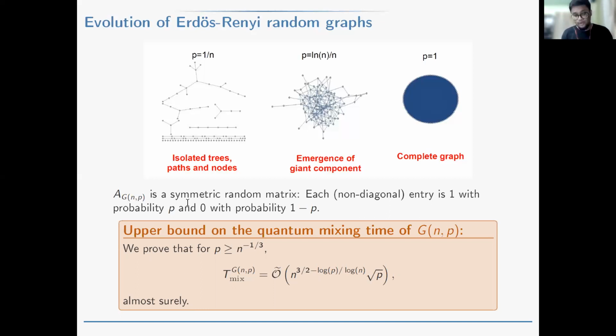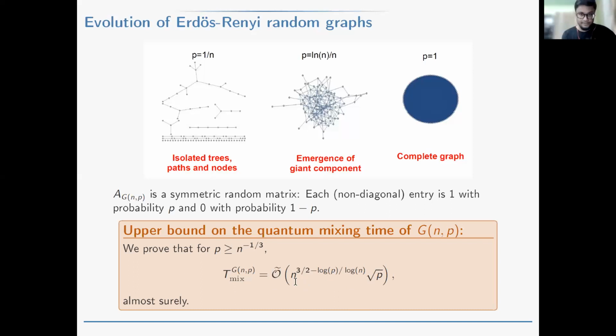What we show is that for any p greater than n to the minus 1/3, the quantum mixing time is almost surely, meaning with probability that goes to 1 as n goes to infinity, upper bounded by this quantity. In the case of dense Erdös-Renyi graphs, where p is a constant, you can show that this is essentially n to the 3/2. So if p is constant, this expression is O tilde of n to the 3/2. Since that is the case, we can say that the quantum mixing time on almost all graphs is O tilde of n to the 3/2, almost surely.